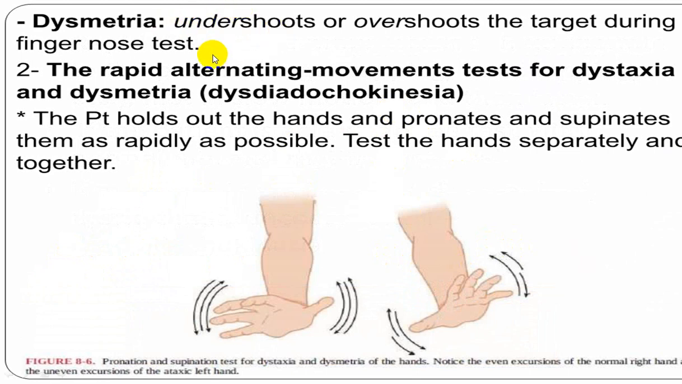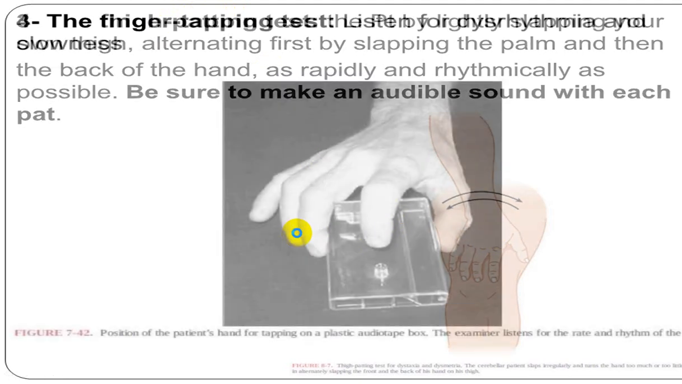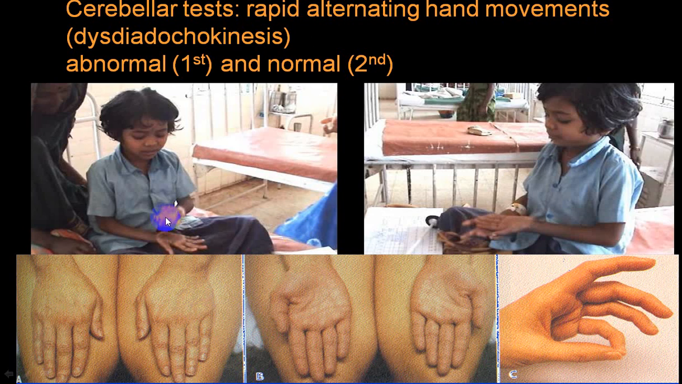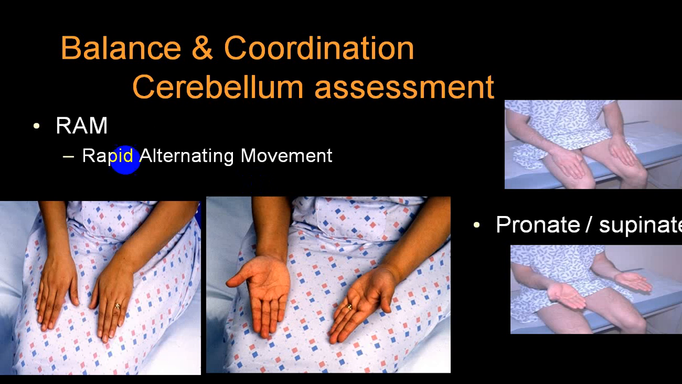Dysmetria can be easily demonstrated while doing the finger nose test. You can do the same test while tapping on the thigh, alternate movements. Finger tapping test. This is alternate movements. Rapid alternate movements, counting the fingers. You can do it in the upper limb and in the lower limb. Rapid alternate movement: pronation, supination. You can do it on the palm also.